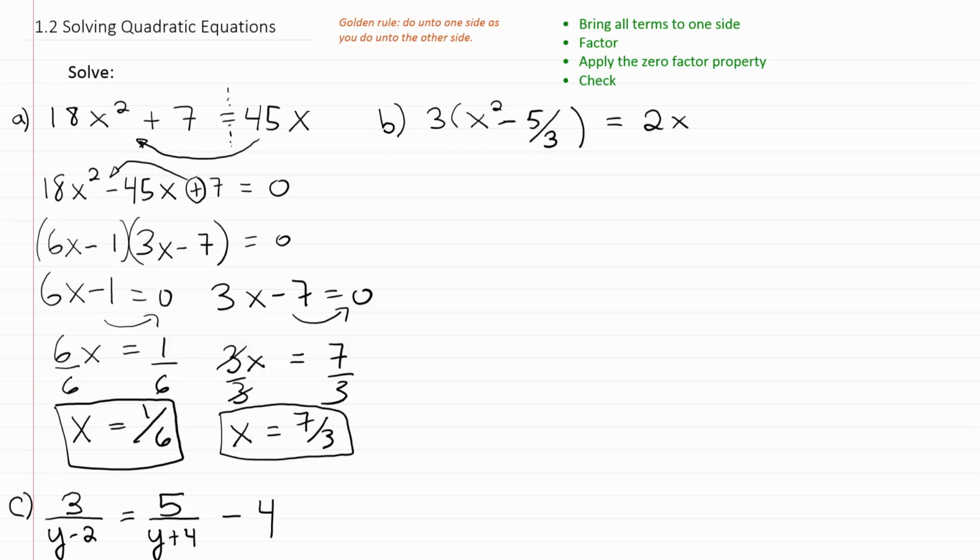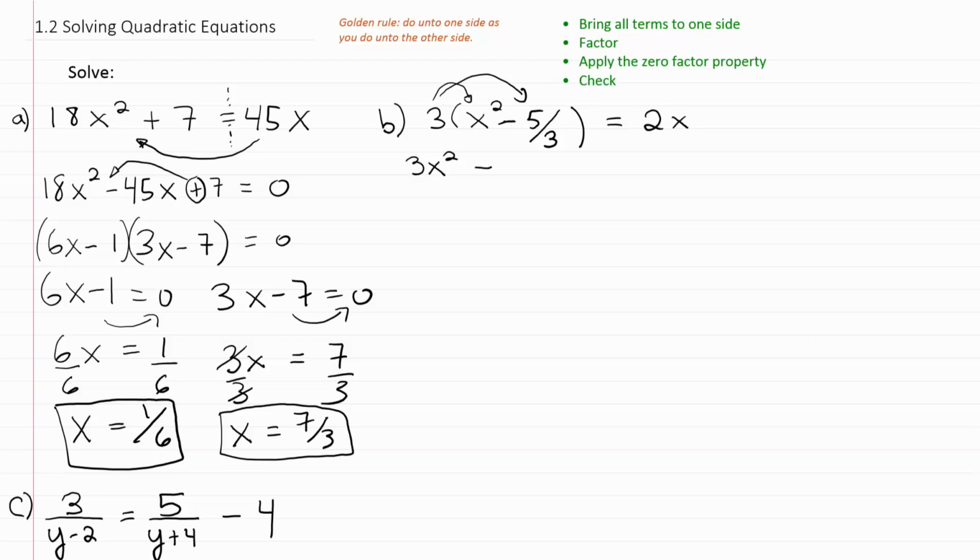All right, from here, let's tackle example B. So for example B, we're going to first want to distribute the 3 into the parentheses to remove the parentheses. This is going to have another benefit, which is that it'll remove the fraction for that second term there. So if I do 3 times x squared, I'll end up with 3x squared. But if I do 3 times negative 5/3, the 3 and the third will cancel out.